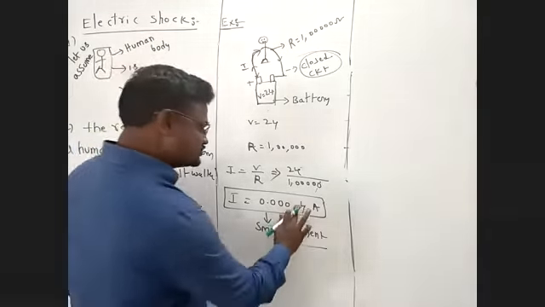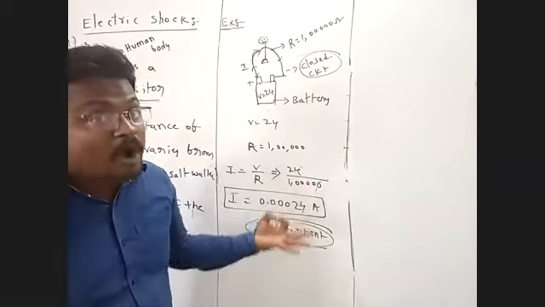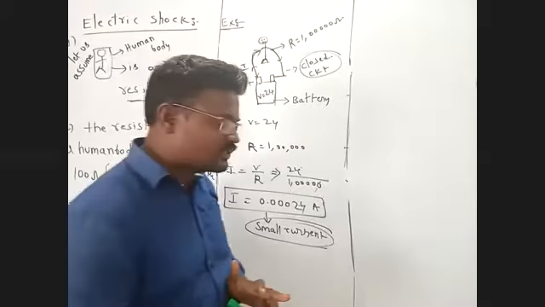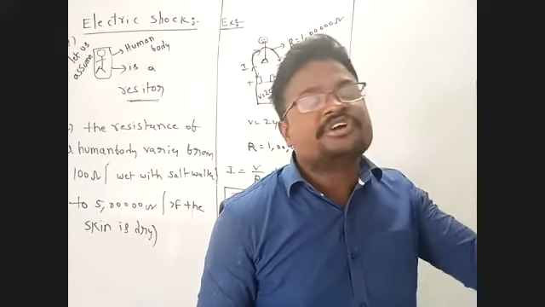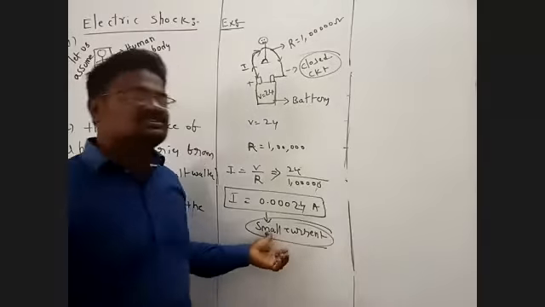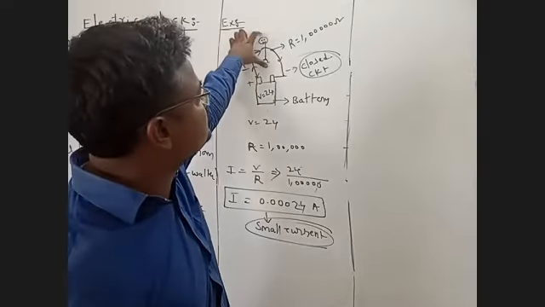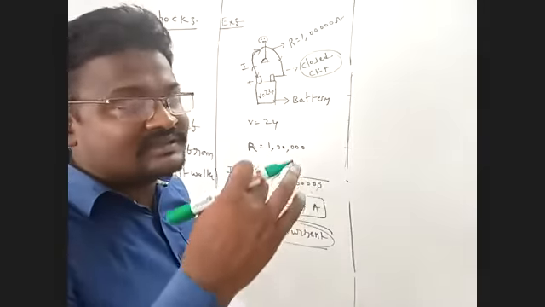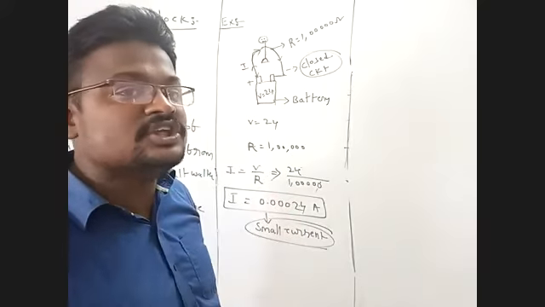So I is equal to 0.00024 ampere. This is a small current passing through this body. This current does not affect the functioning of organs in a human body.